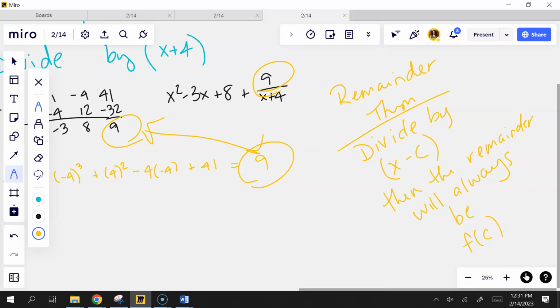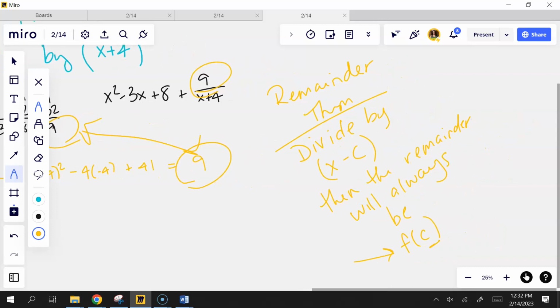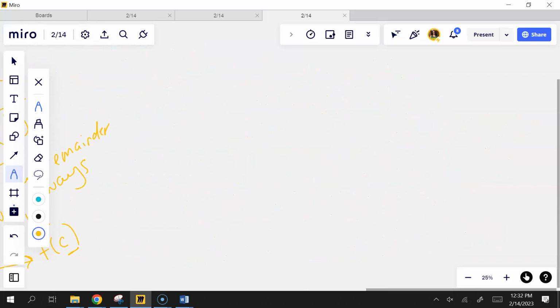So I can use this both ways, right? I can plug in a value to find out if it's a factor, to see if I get a zero remainder, or I could say, what would the remainder be if I divided by this? And I can do synthetic division. It's a little bit easier than just plugging in sometimes. So let's do a couple examples and then we'll move on. Use the remainder theorem to evaluate, let me write it first.